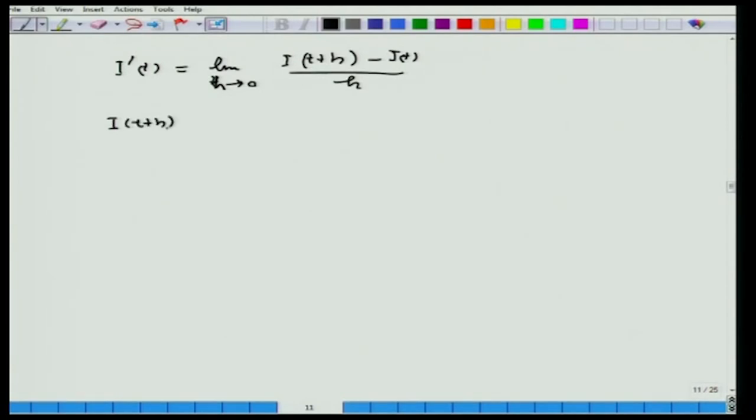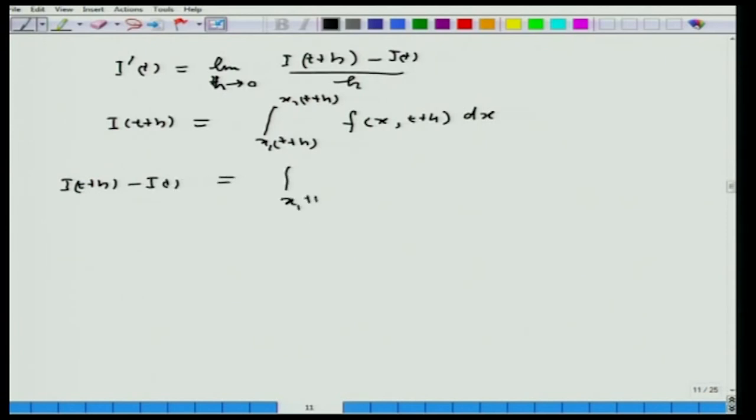I of t plus h will be given by the integral from x1 of t plus h to x2 of t plus h of f of x, t plus h, dx, and then subtracting, I of t plus h minus I of t will be the integral from x1 of t plus h to x2 of t plus h of f of x, t plus h, dx, minus the integral from x1 of t to x2 of t of f of x, t, dx.